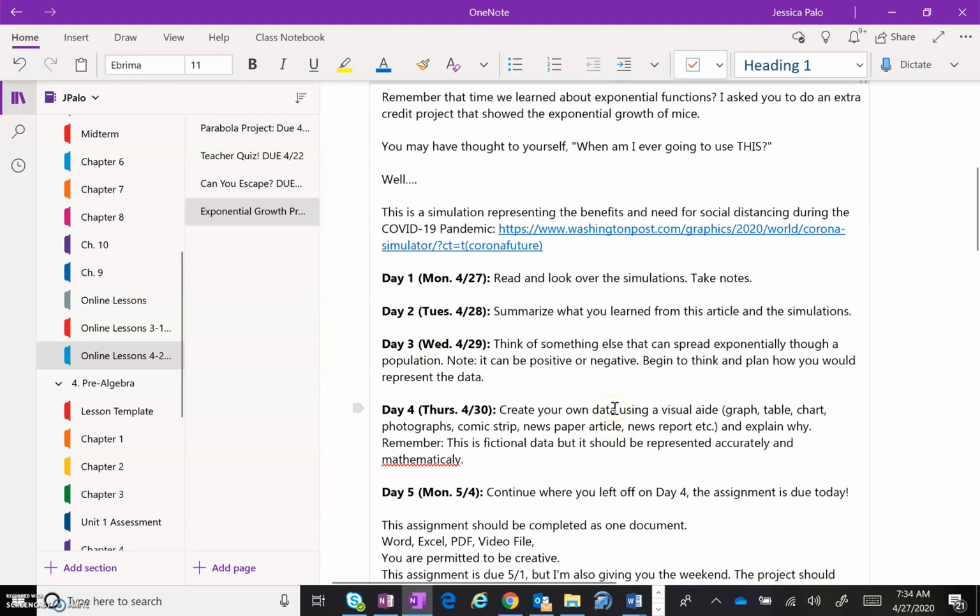Day 3. Think of something else that can spread exponentially through a population. It can be positive or it can be negative, but begin to plan how you want to represent your data. Notice I said a population and then not the human population. Any population, make this up.